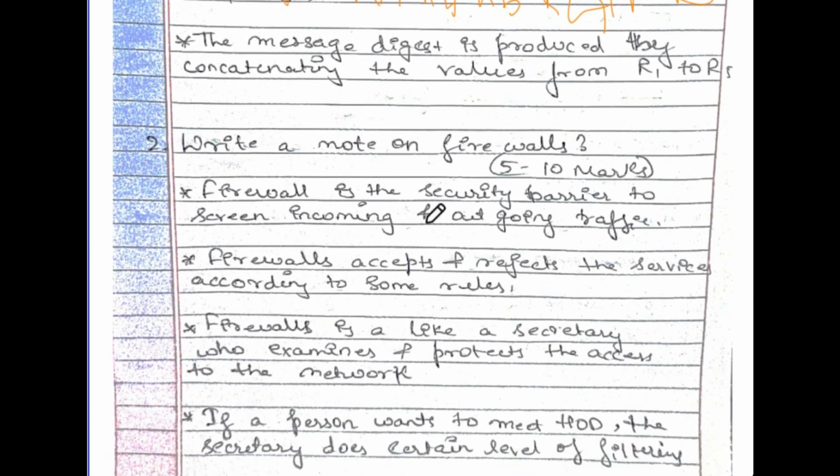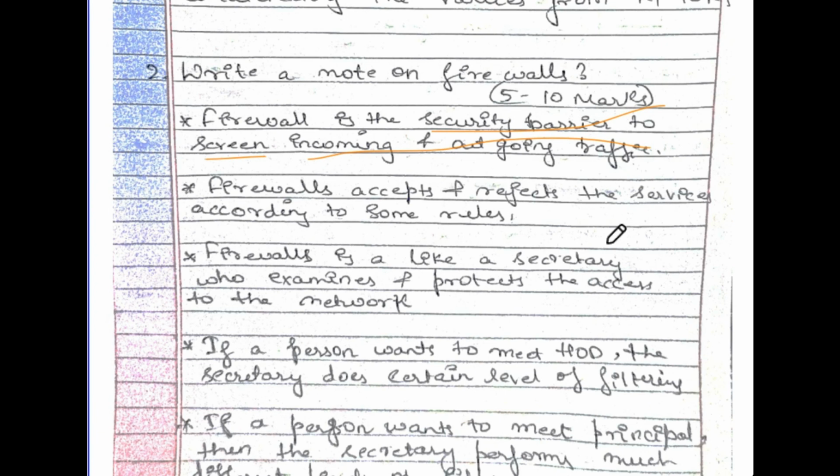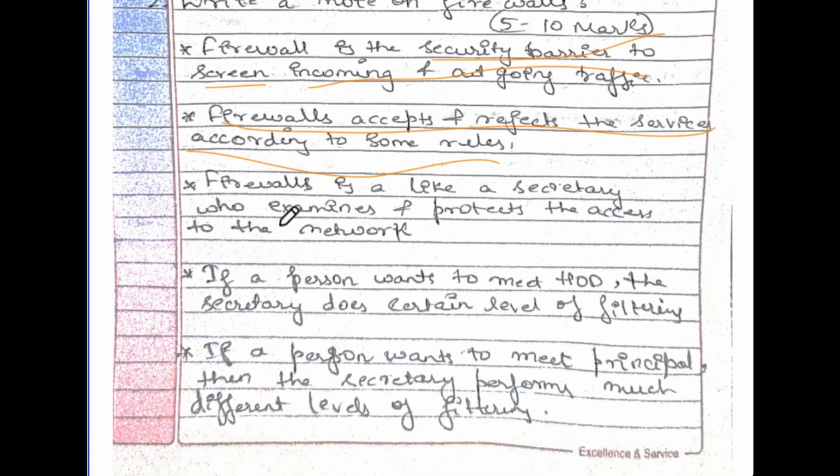Now on firewalls. A firewall is a security barrier to monitor incoming and outgoing network traffic. A firewall accepts or rejects a service or connection according to some rules. These rules are assigned by the developer of the firewall. Firewalls are like a secretary who examines and protects the access to the network, deciding who can access the network and who cannot.